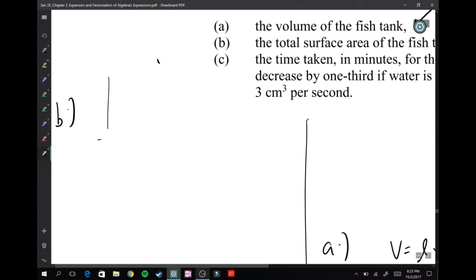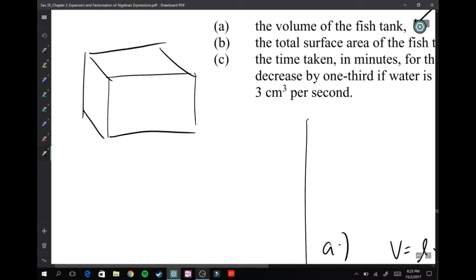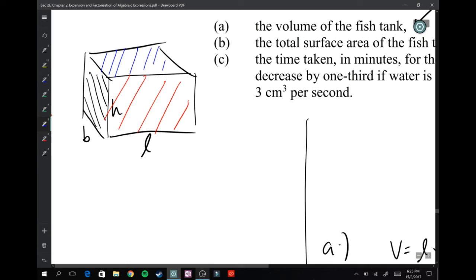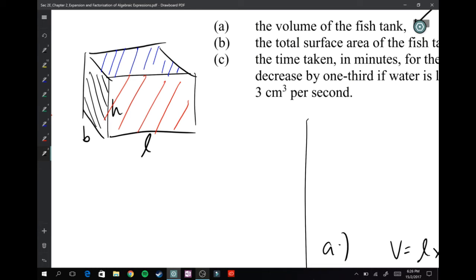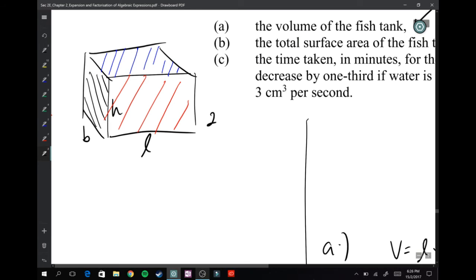So we have a fish tank. This is part b. And this is the height, this is the length, and this is the breadth. So you do realize that this is breadth times height. Then the red one is actually length times height. And then the blue one is actually length times breadth. For each of them, we actually have a reflection, so 2 of each. So we have 2 of the blue, 2 of the red, and 2 of the black.